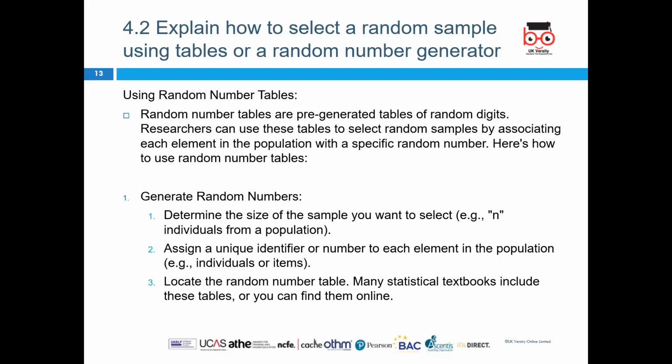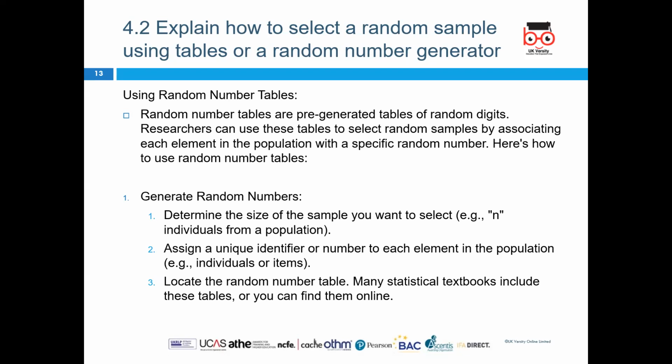So next, how to select the sample using tables or random number generator. The first one is using random number tables. How do you use it? Random number tables are pre-generated tables of random digits. The researcher can use these tables to select random samples by associating each element in the population with a specific random number. So how do you generate random numbers? First of all, you need to determine the size of sample you want to select, for example, n individuals, for example, 20 individuals from the population. Then assign a unique identifier to each element in the population. For example, if the population is say 2000 people and you want to select only 20, a unique identifier is given to each member of the population.